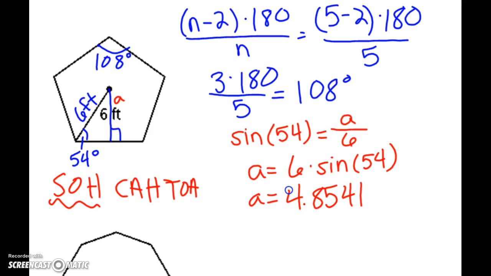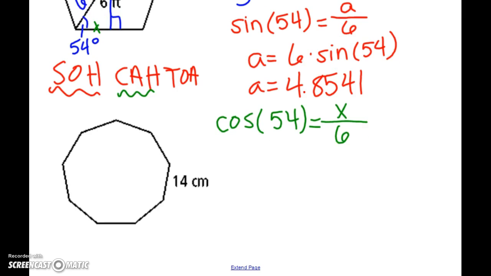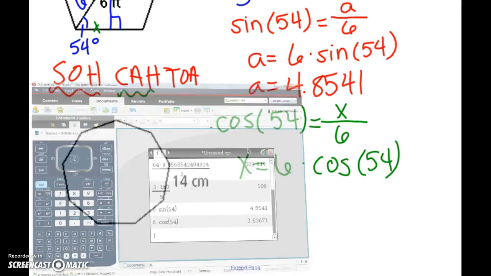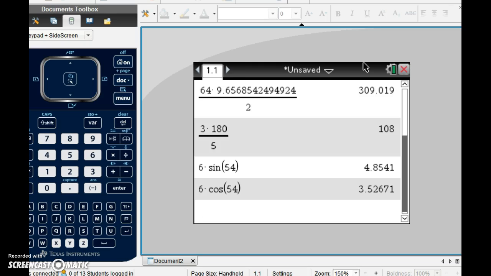Okay, we've got one part of it. Now I need the other part. I am now going to hunt for half the side length. I'm going to call it X. Now we have an adjacent and a hypotenuse, so I'm going to use cosine, CAH. So the cosine of 54 equals my adjacent, that's my X value, over H, which is 6. So X equals 6 times the cosine of 54, which appears to be 3.52671.